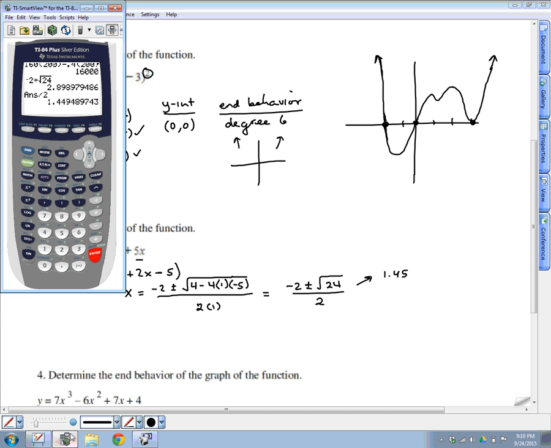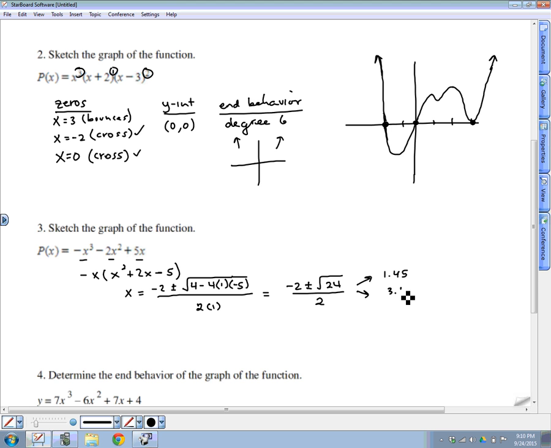And the other one, negative 2 minus the square root of 24 divided by negative 2 is 3.45. So those are the zeros, and they each have a multiplicity of 1.